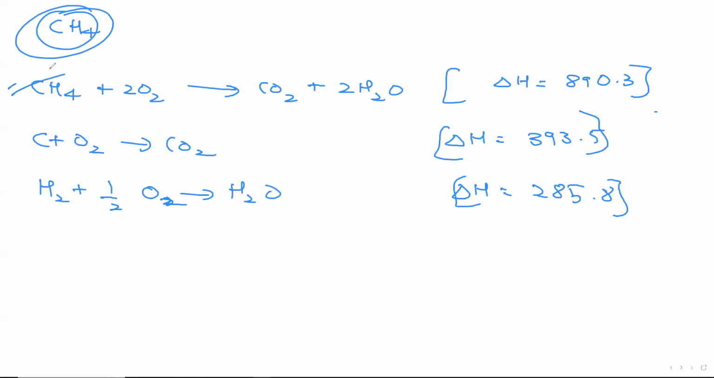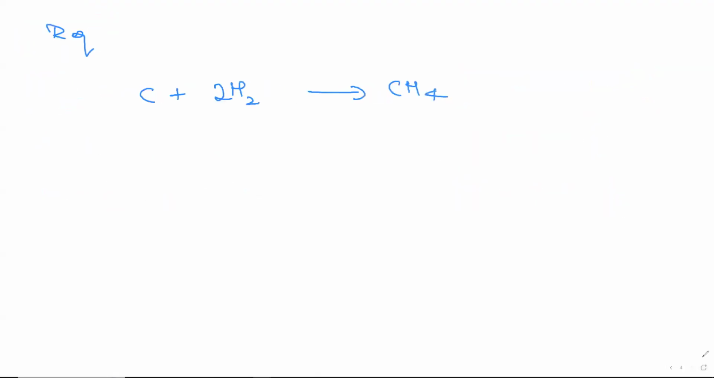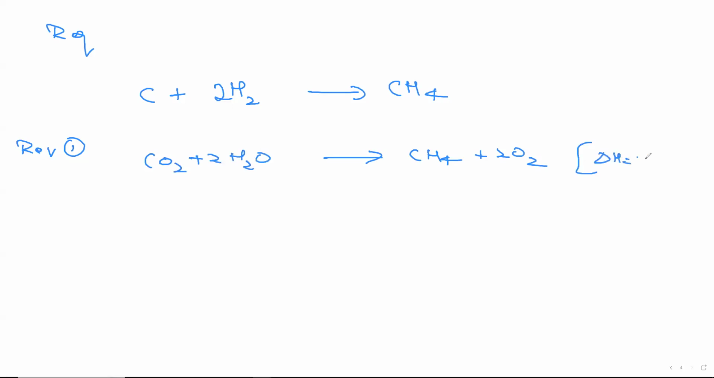I copy the equations now. In the first equation, what was required? CH4 was required, but on the right hand side. So when I reverse it, the sign changes. Reversing equation 1, CH4 comes on the right hand side. Plus 2O2 was there, and CO2 plus 2H2O on the left hand side. Delta H given to us was positive, now it became negative 890.3.